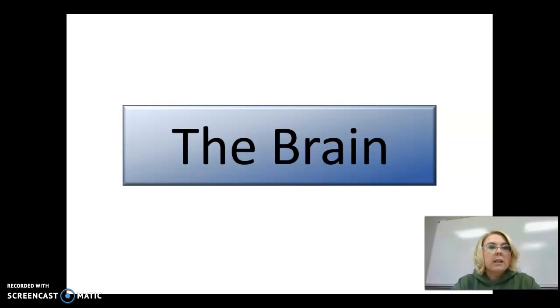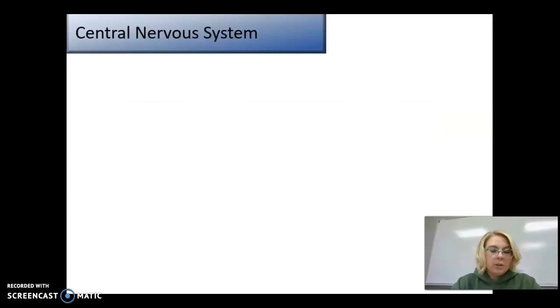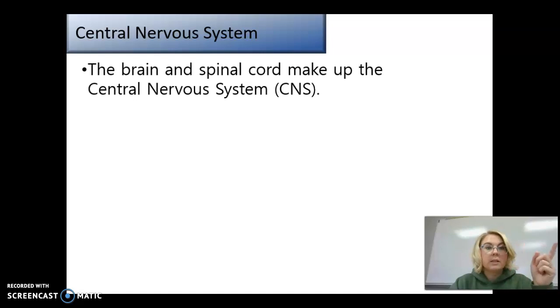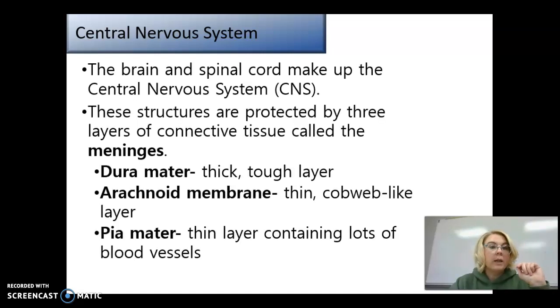So let's go ahead and get started on the brain. So we know we have two parts of the nervous system. We have the central nervous system and the peripheral nervous system. Central nervous system we know makes up the spinal cord and the brain, but we also have connective tissue that helps us in the central nervous system, and they are broken up into 3 layers.